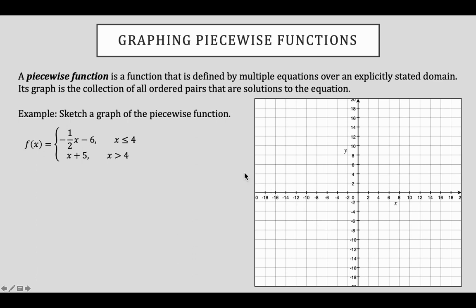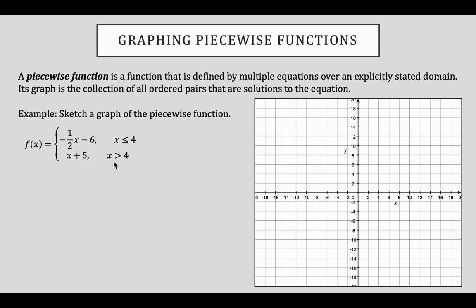Example, sketch a graph of the piecewise function. Here we have the piecewise function f of x, and notice that there are two pieces to this piecewise function. The first piece says y is equal to negative 1/2 x minus 6 for x values that are less than or equal to 4, and y is equal to x plus 5 for x values that are greater than 4. Again, make note that these quantities to the right of each piece are the specified domain. Those are the values of x that they are talking about.